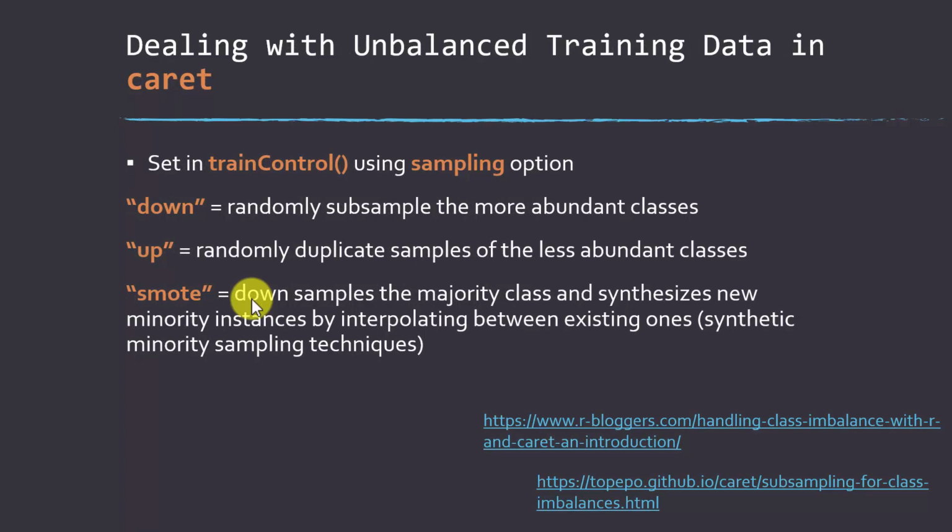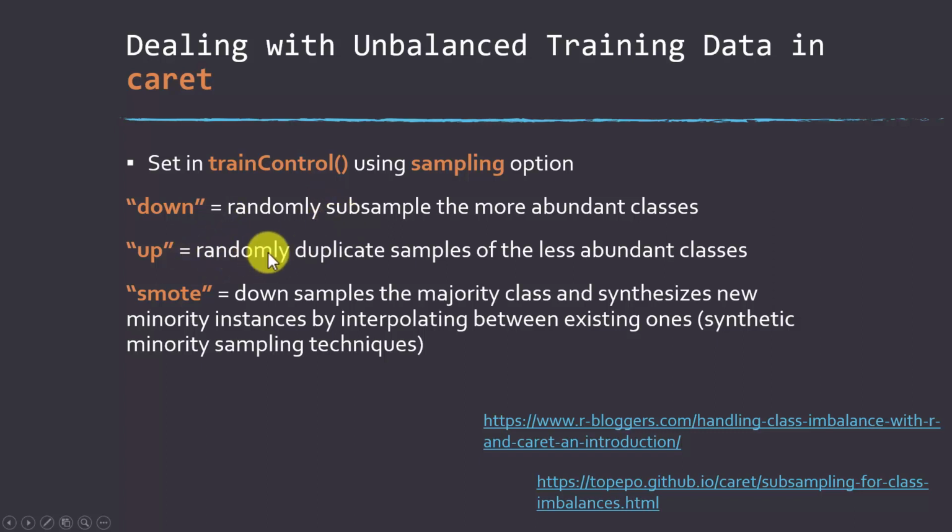These types of techniques can be applied fairly easily in caret using the train control and setting a sampling option. So here are some of the common options. Down means randomly subsample the more abundant class. That'll create a more balanced sample, but the issue is that you're going to end up with fewer training samples because you're effectively throwing samples out.